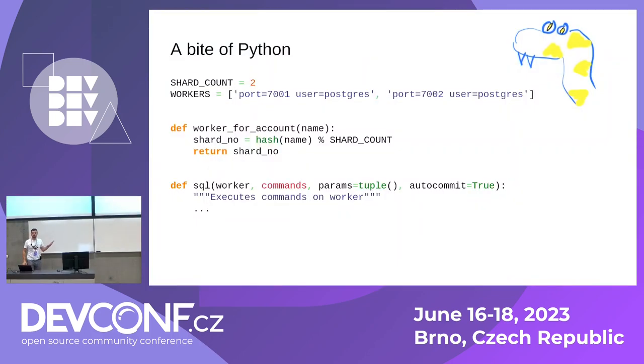So in Python, we would do it this way. We define what shards we have, which workers they should be placed on. We define a helper function. We call it worker for account. And this function will take a name of the account and return the ID of the worker or ID of the shard. And there is another helper function, it's called SQL, and it will just take a name of the worker or ID of the worker and SQL commands to execute on that worker. It will come in handy later. I'm not showing the implementation for the second function. There will be a link to the code if you want to play with it at the end.